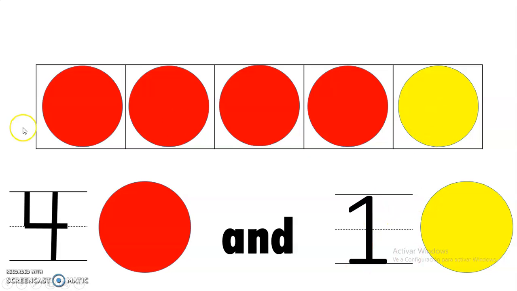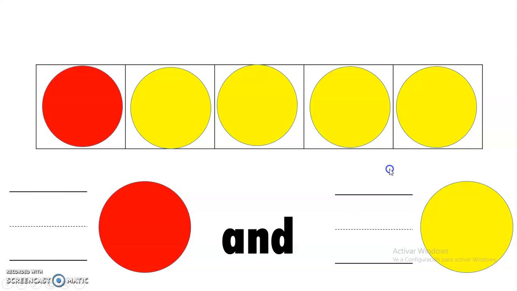Very good. So the number 4 and the number 1 are number pairs that can make the number 5. Let's count how many we have in all of them together. 1, 2, 3, 4, and 5. Awesome. Great. Very good. Now, let's see this one. How many does Mr. Lester have here in all of them? Vamos a ver cuántas tenemos en todas ellas. 1, 2, 3, 4, and 5.